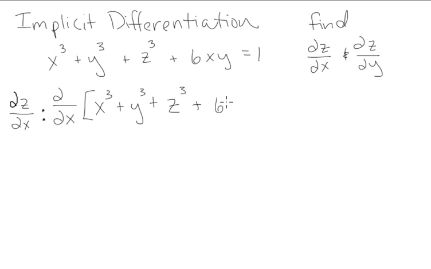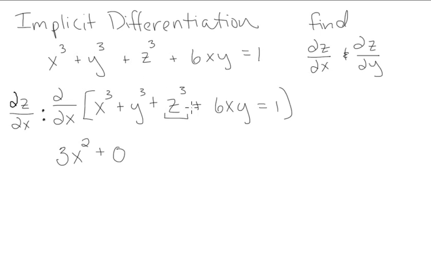So I'm going to look at each term and remember that z is an implicit function of x, but y is not. So as I go through this, I take the derivative of the first term with respect to x. I get 3x squared. I look at the second term, remember that x and y are unrelated, so the derivative of y cubed is 0.